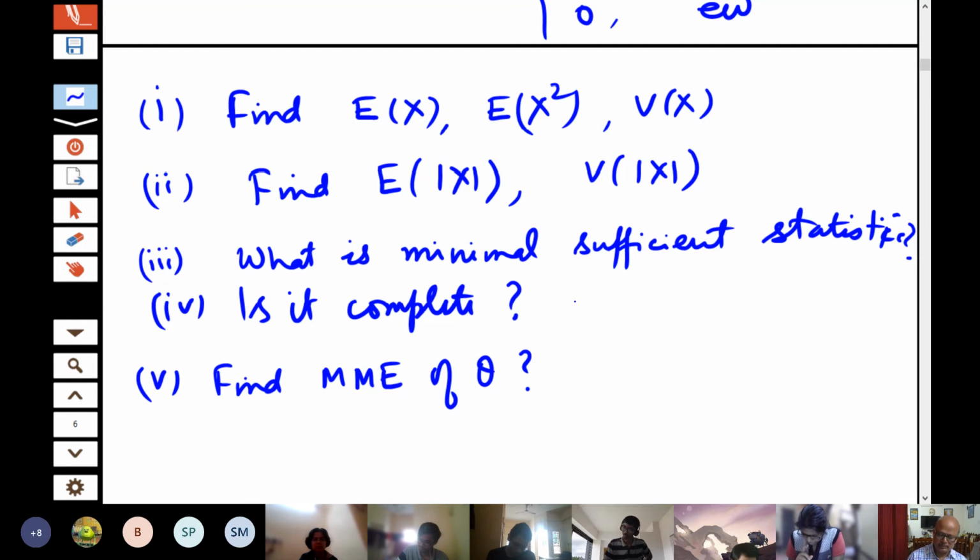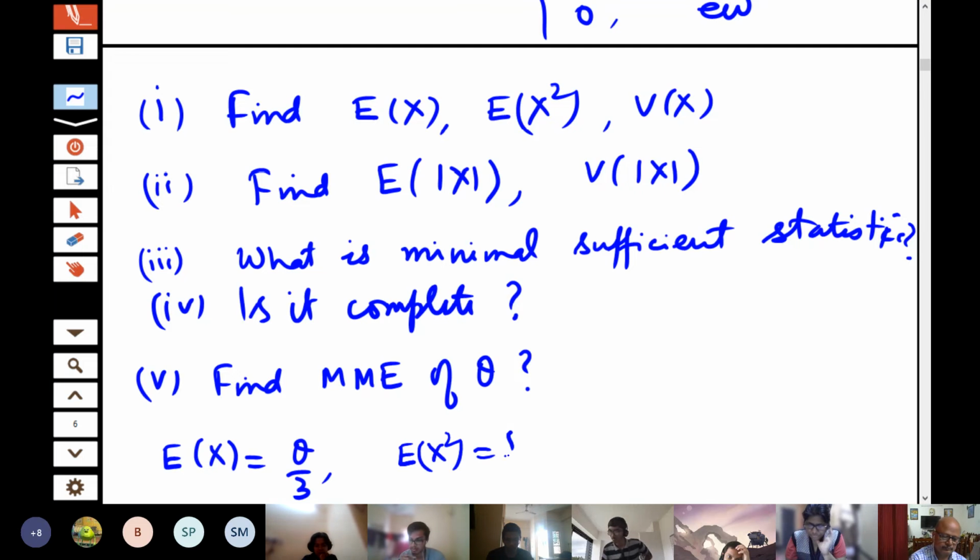Okay, so are you able to get some of the questions here? What is the mean? So theta by 3. Okay, so expectation of X is equal to theta by 3. What is expectation of X square? 1 by 3. Okay, so of course variance will come from here. That is 1 by 3 minus theta square by 9.